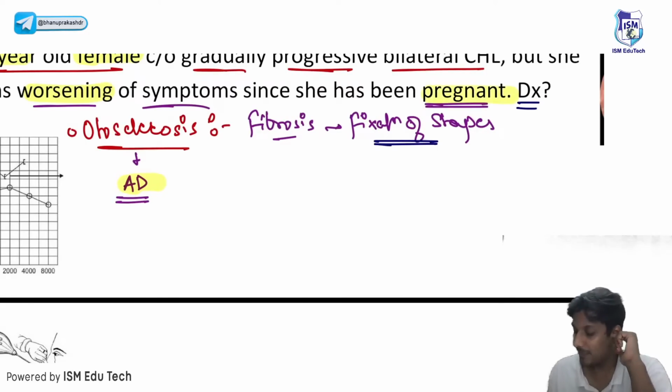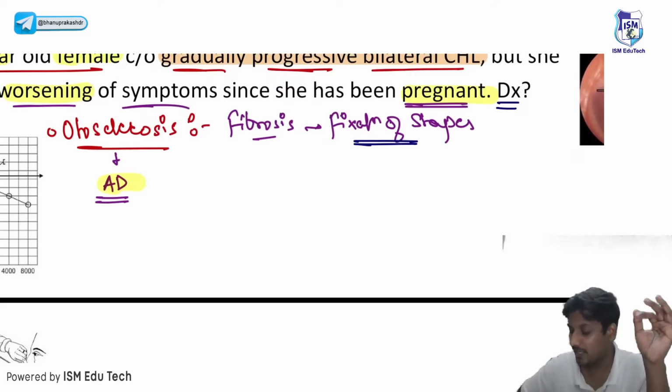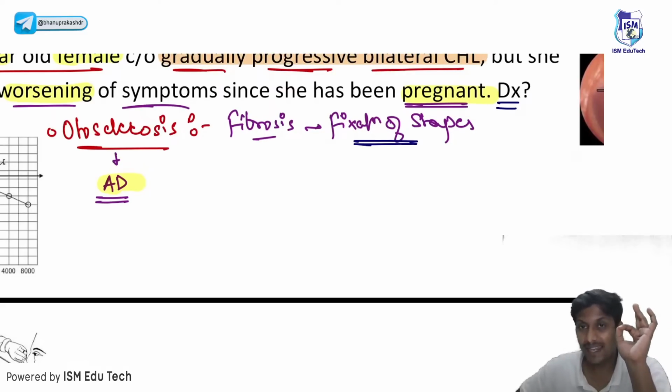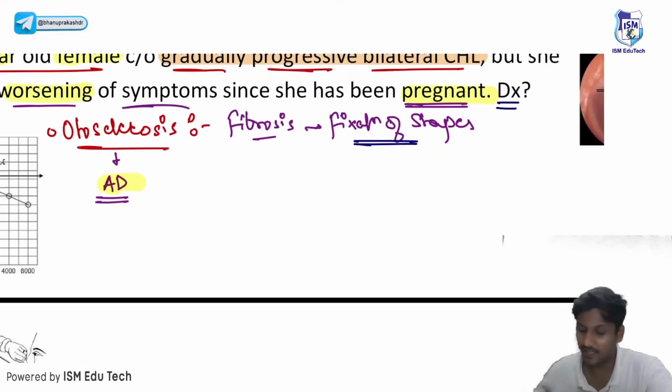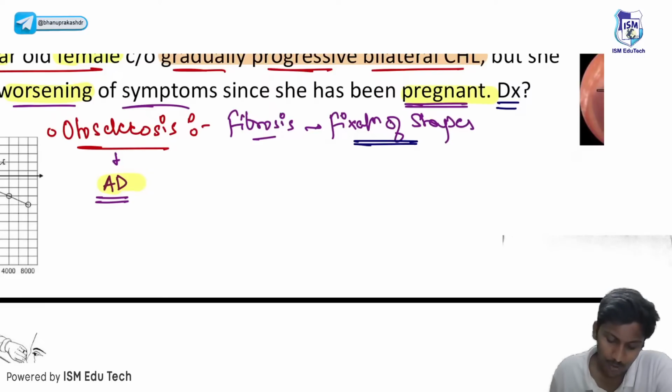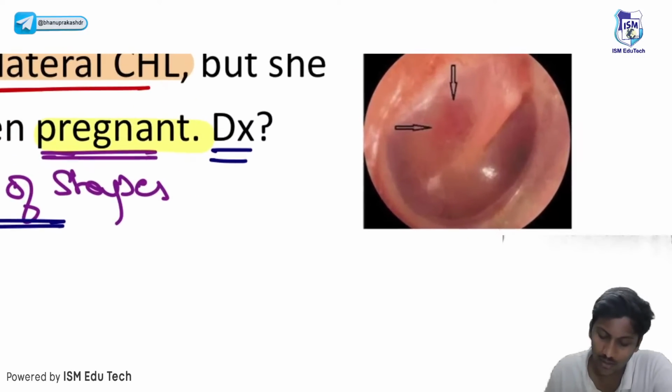Okay, and the patient's main complaint will be gradually progressive. This will never change. This will remain constant in your question. The patient's complaints will be gradually progressive bilateral conductive hearing loss, because it will not occur in only one ear. Fibrosis will occur in both ears, because it is a genetic condition.